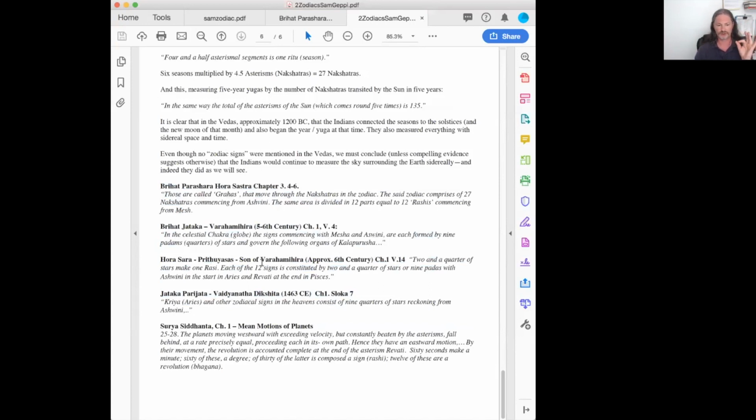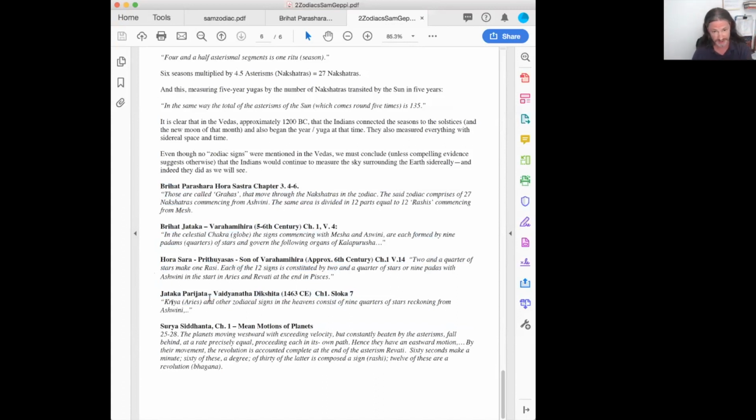From Horasara, who is the son of Varahamihira, 2 1/4 of stars make 1 rashi. Each of the 12 signs is constituted by 2 1/4 stars or 9 padas, with Ashwini at the start in Aries, and Revati at the end in Pisces. Jataka Parijata, and so on as you go forward.